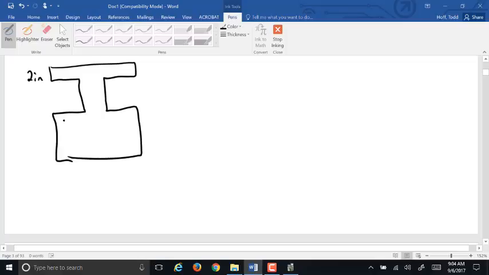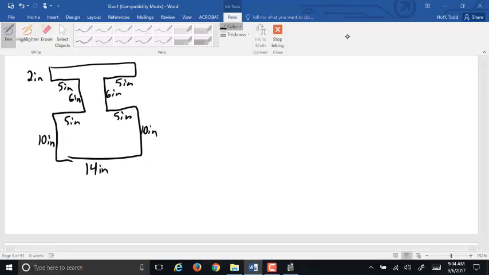Let's see, I tell you, this is 2 inches. Let's go 5 inches here and here. 6 inches. 5 inches. 10 inches here and here. And across the bottom, we're going to go 14 inches. There's only one missing dimension here. That's the top. The question I'm going to pose to you, it looks like it should be, should that top be 14 inches?